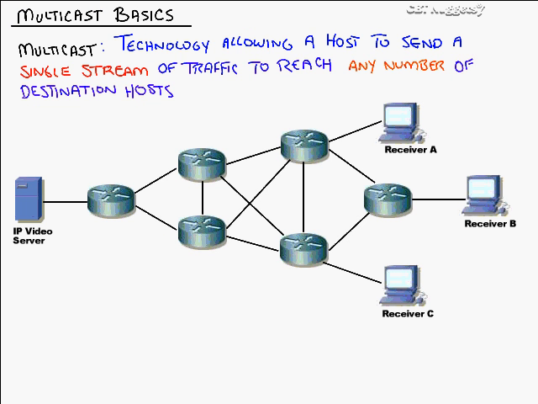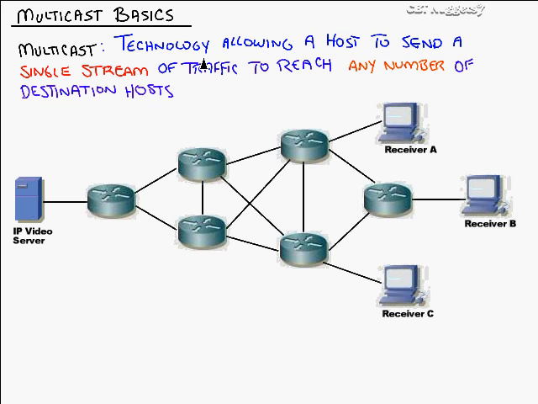The term multicast has been used to describe many different technologies over the years, and when most people hear multicast, they think, oh, well, that's audio streaming or video streaming, sending out some sort of streaming technology. And that's by far the most popular use of multicast, but the official definition of multicast is that it's a technology allowing a host to send a single stream of traffic to reach any number of destination hosts.